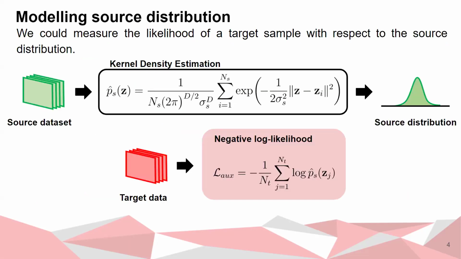In an ideal scenario, we could measure the likelihood of a test sample by comparing it with the source distribution model using kernel density estimation. However, the source domain is not available at test time.